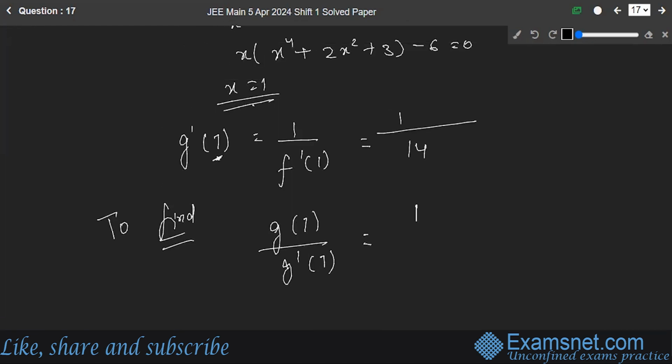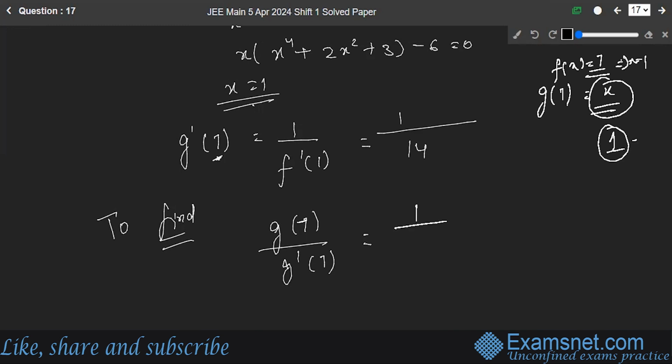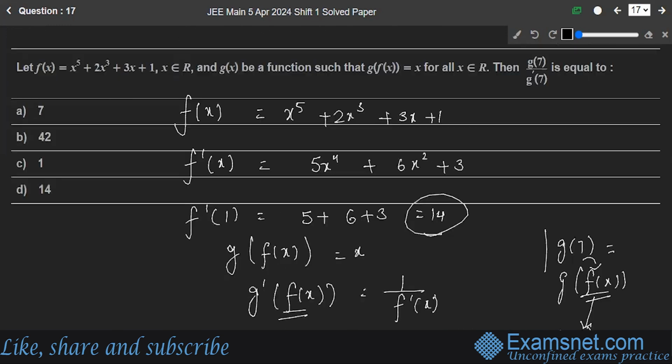This will be 1 because g of 7 was equal to x, right? Remember? So fx will be equal to 7 when x is equal to 1. So that means g of 7 will be equal to 1. And g dash 7 we already calculated. This is 1 upon 14. So 14 is the right answer to the question. Option D is the right answer. Hope you're clear with this. Let's move to the next question.